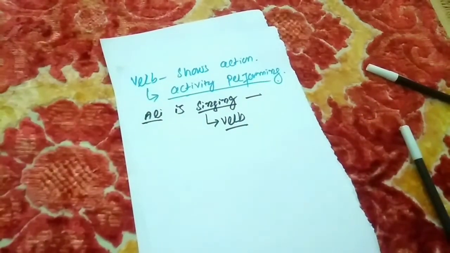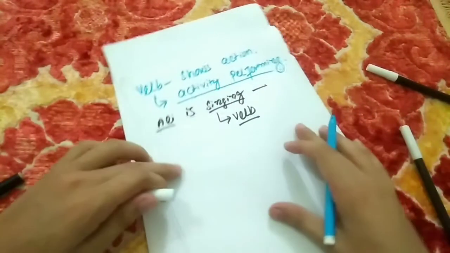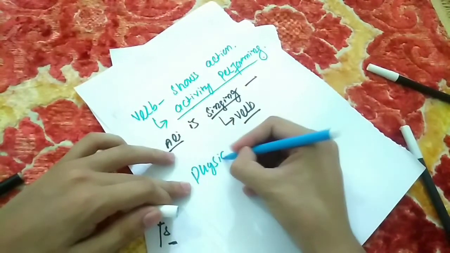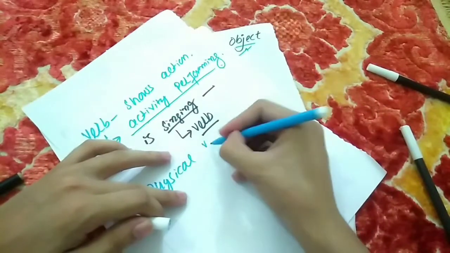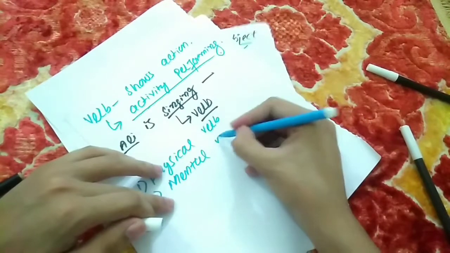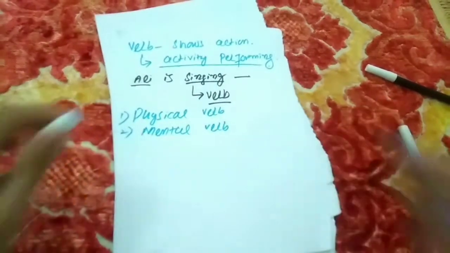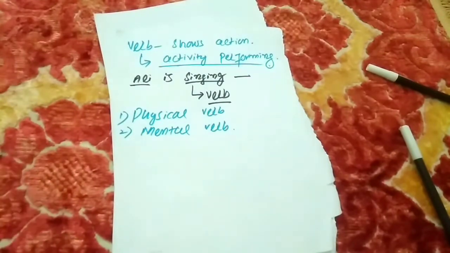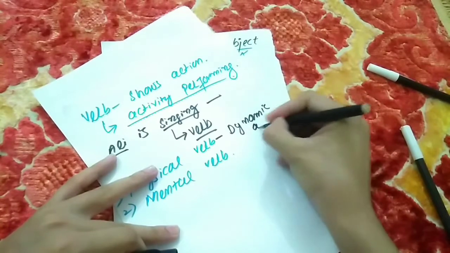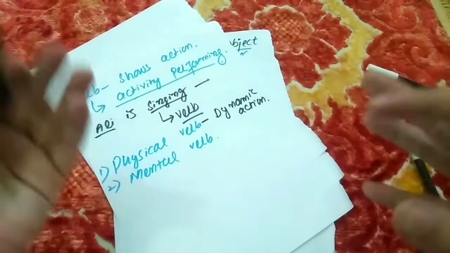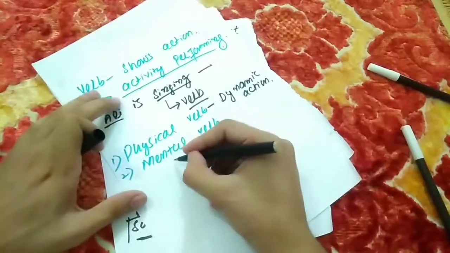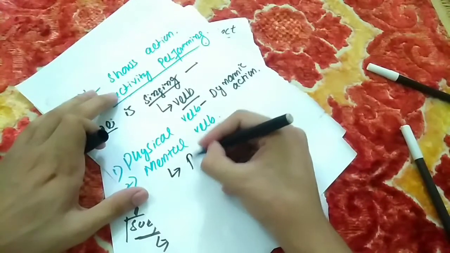Now we have two types of verbs in a sentence. One is physical verbs. You should remember it. And second, we have mental verbs. In a sentence we have two types of verbs, physical verbs and mental verbs. Physical verbs show dynamic action. Dynamic actions mean movement and body movement. And we have mental verbs which show passive actions.